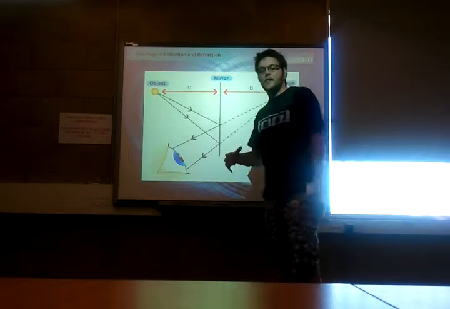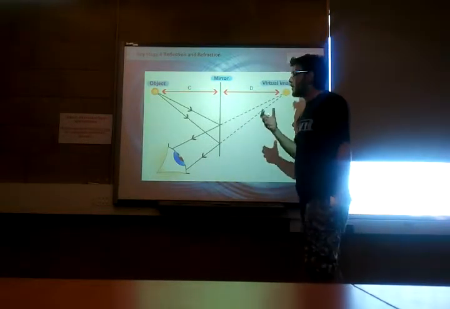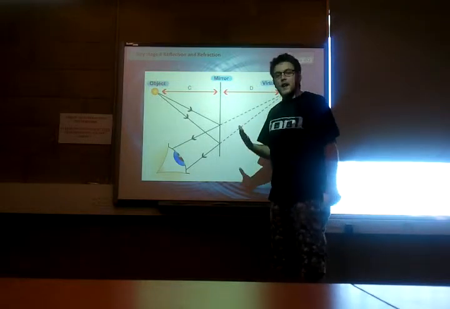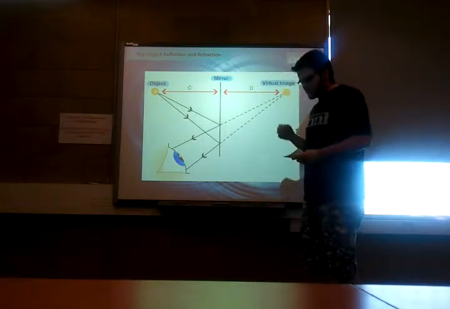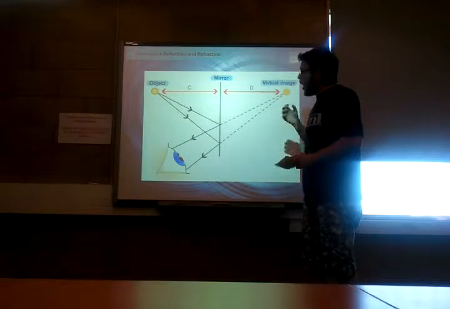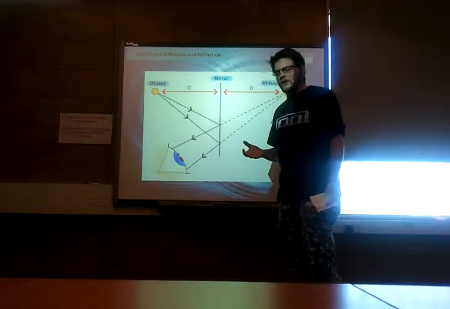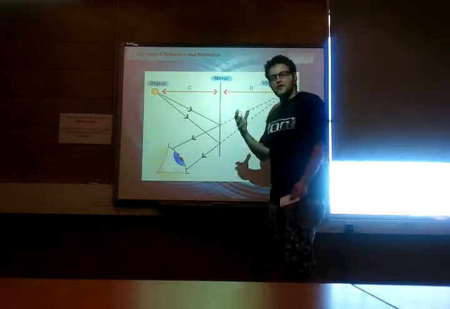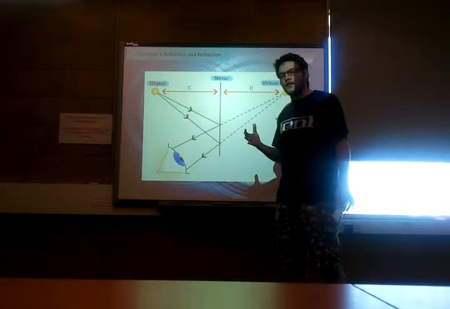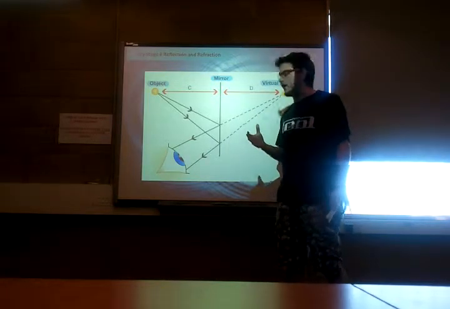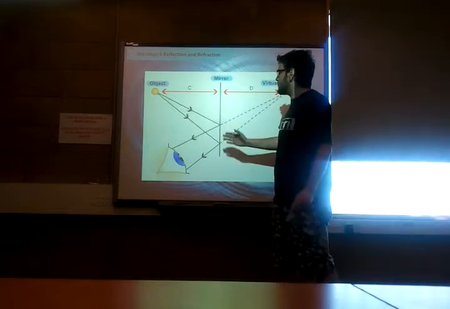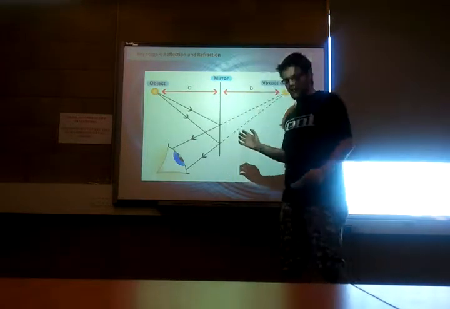Now, the second and third rules of reflection are to do with how we see images in a mirror. Our brain's a bit stupid, really. Our brain automatically thinks that light rays can only travel in straight lines. It doesn't really understand the concept of reflection.